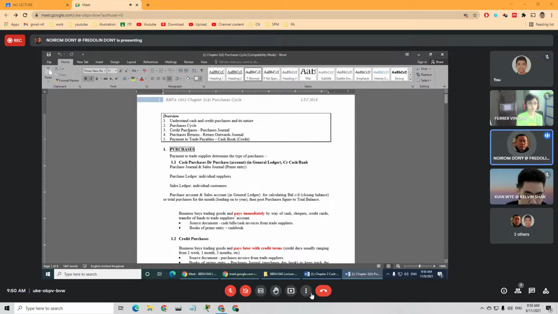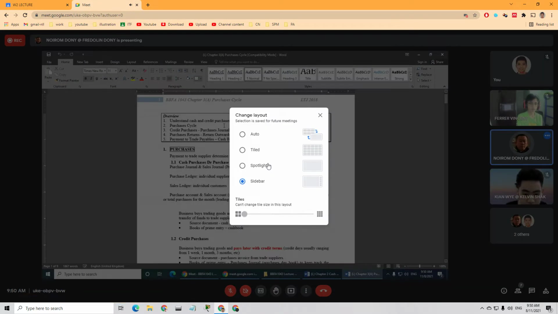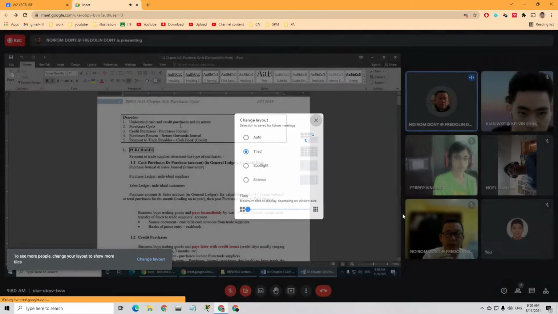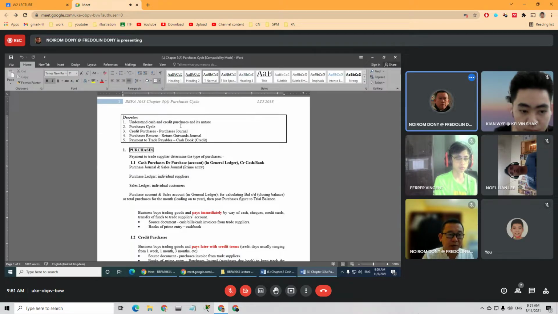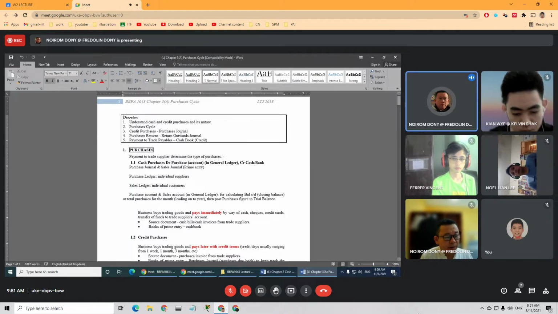Okay, so that is why if it's cash purchases, meaning the business buys the trading item from the supplier and immediately makes the payment to the supplier, that is a cash transaction. And what is the prime entry for the cash transaction? The cash book, because you make a payment by check or by cash, so you have to record in the cash book first. Got it?